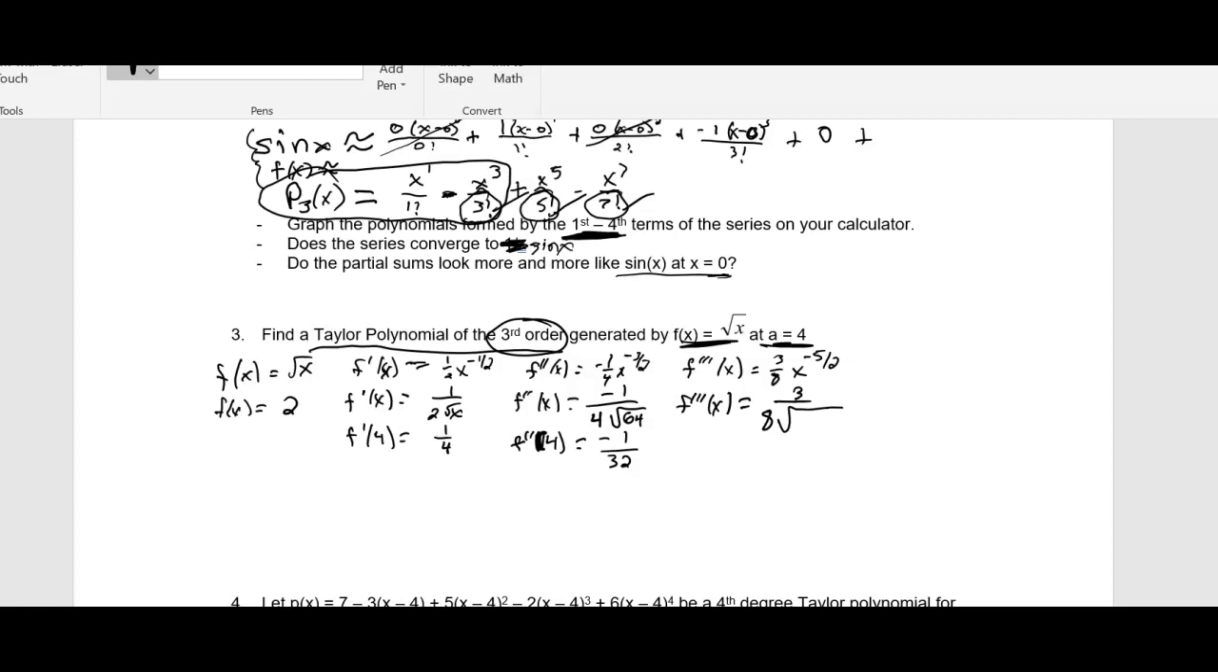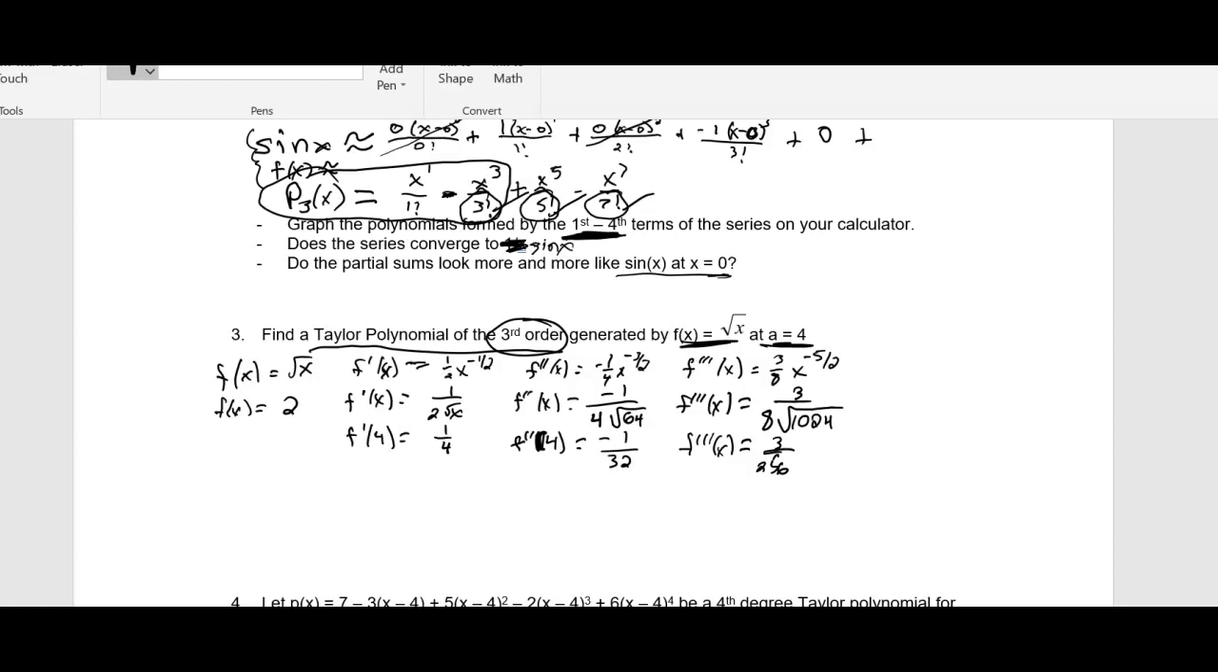And then our third derivative would be 3/8. And then the square root of 4 to the 5th, I'm going to need to check this on my calculator, is 1024. Looks scary. That is a nice perfect square of 32. So it's 32 times 8. So we get 3/256. And that unfortunately doesn't reduce.